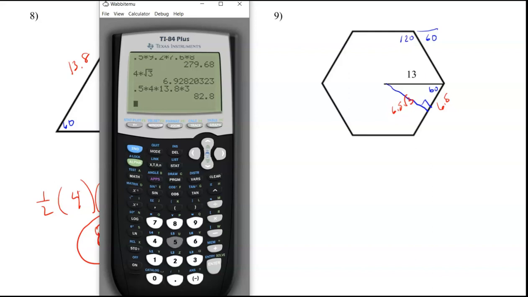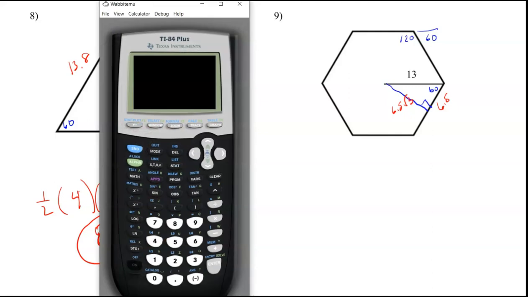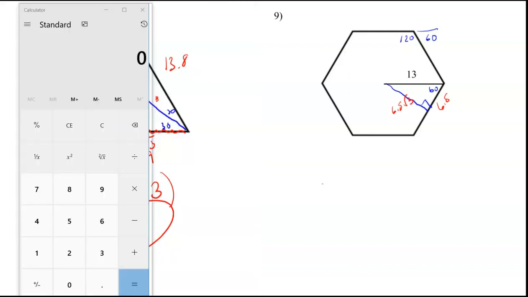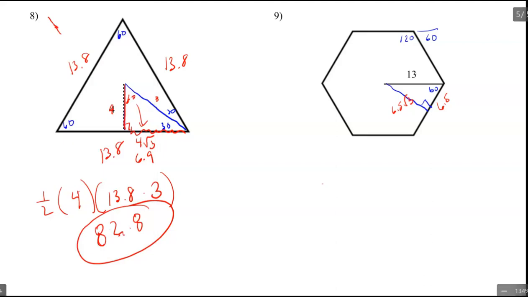So 6.5 times, what's going on here? What's up with my calculator? All right, my graphing calculator is acting kind of glitchy, so I'm going to try this little cheap one on the screen. I'm going to do the square root of 3 and then multiply that by 6.5. And so we get about 11.25. So I'm going to change this apothem over here to 11.25.